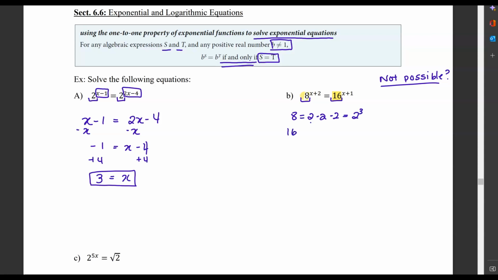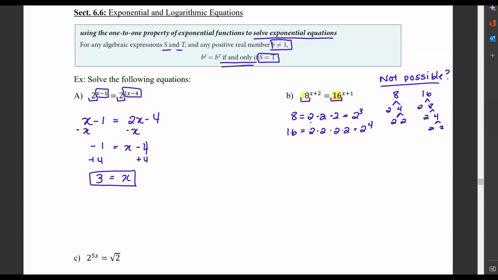If I look at 16, what are the factors of 16? So 2 times 2 is 4, times 2 times 2, which is 2 to the 4th. And if it confused you how I came up with these 2's, another way you can think about this is a factor tree. 8, I do 2 times 4, and 4 is 2 times 2. Same thing with 16. I can do 2 times 8, and 8 is 2 times 4, and 4 is 2 times 2. So that's essentially what I did, just horizontally.